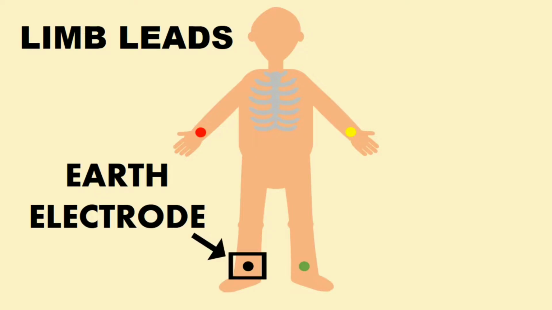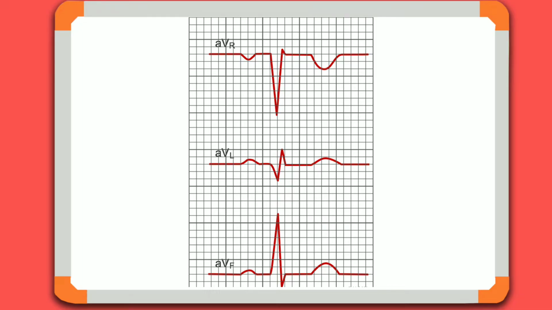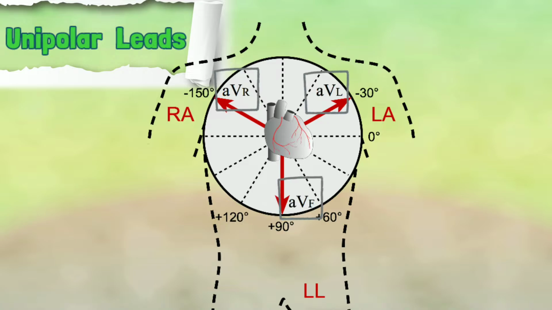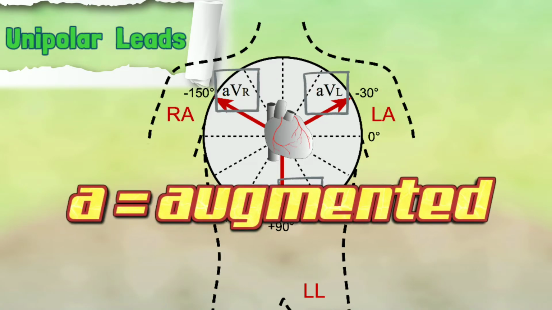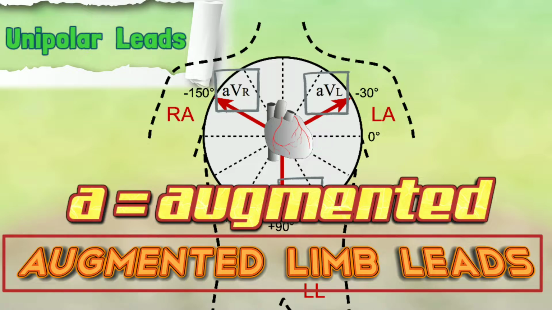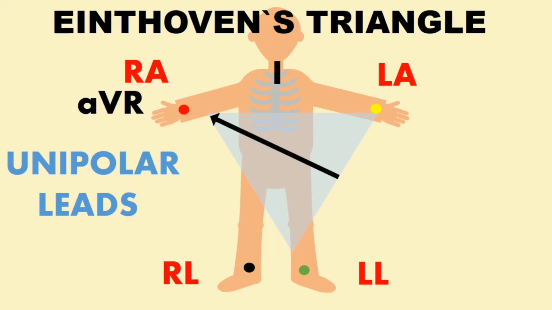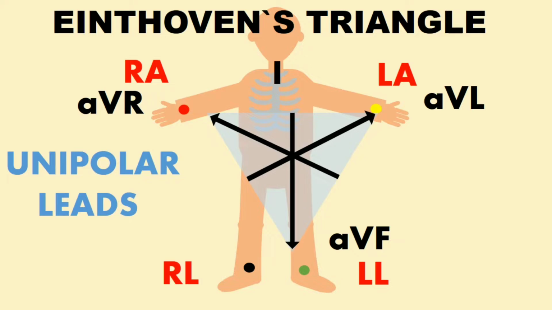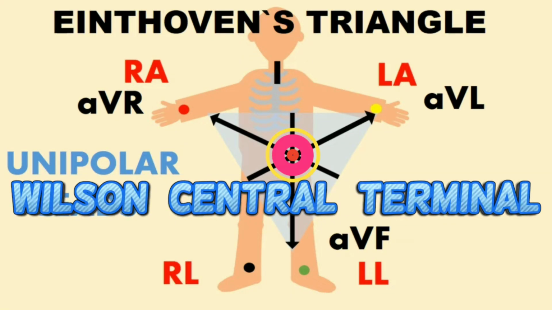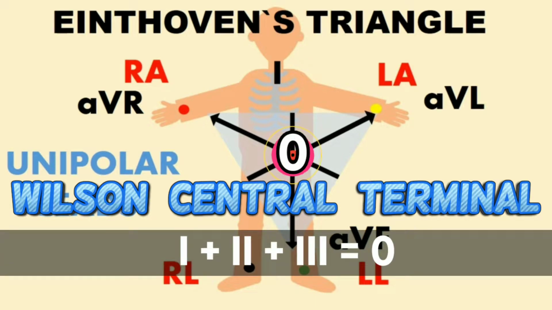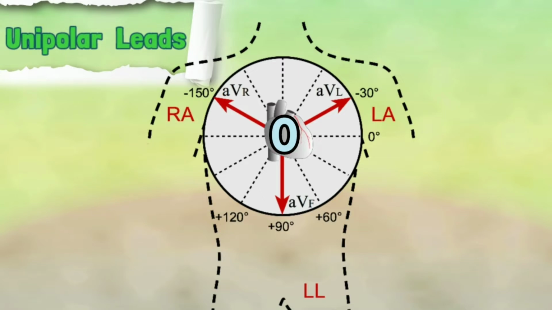The same 3 limb leads used initially also give 3 more unipolar leads. These are AVR, AVL and AVF. The prefix A in these unipolar leads stand for augmented, hence these are also called augmented leads. AVR, try to remember it as R for right arm, AVL, L for the left arm, and AVF, F for foot, of course the left one, because right foot is a dummy. This point is called as Wilson's central terminal, and it is assumed to be 0, it is the sum of leads 1, 2 and 3. Since the other end measures 0, these leads measure the potential of just one pole, hence they are named unipolar.